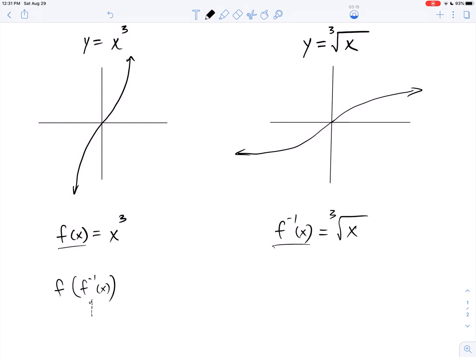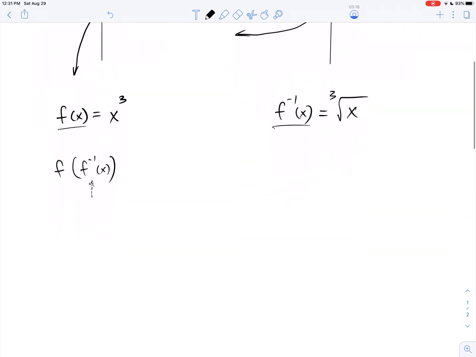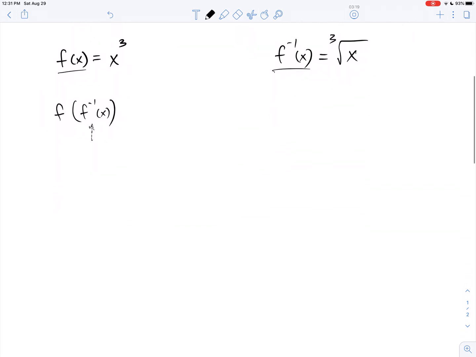So what am I doing? I'm going to be plugging in the cube root of x into the other guy. And what does the other guy do for a living? What does this guy do for a living? It takes whatever you give it, and it cubes it. So if you cube a cube root, the result is x.